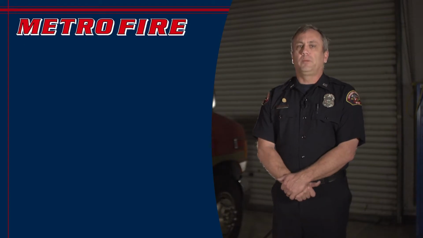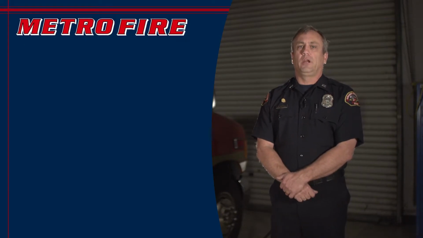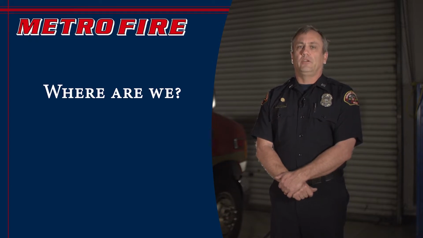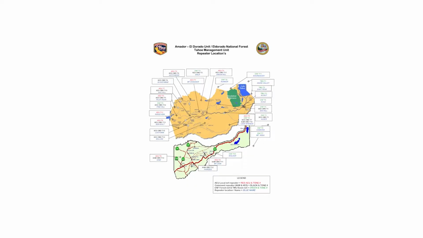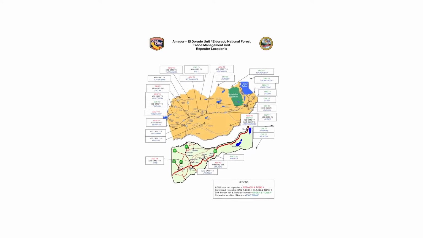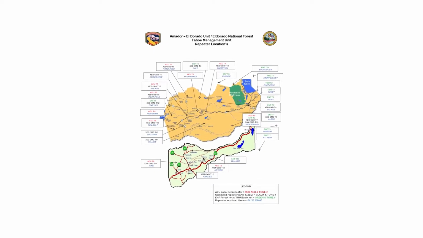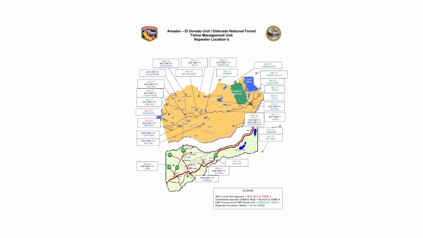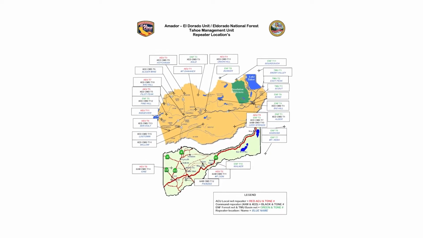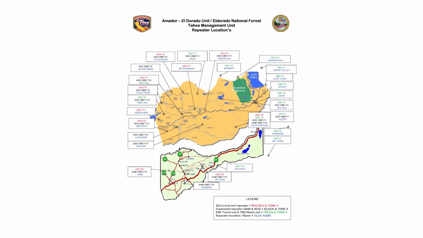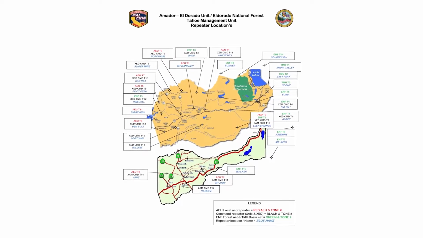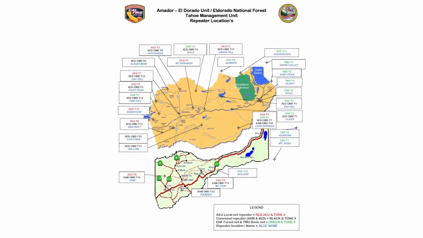The biggest problem people have on SRA and mutual aid incidents with VHF radios is incorrect radio tones. Here we have a VHF radio tone map for the Amador El Dorado unit that shows the location of all the repeaters in El Dorado County and Amador County and what tones those repeaters operate off of. You have your El Dorado command tone, which as you move throughout El Dorado County, your tones change because the repeater that you need to access changes based upon geography and line of sight.